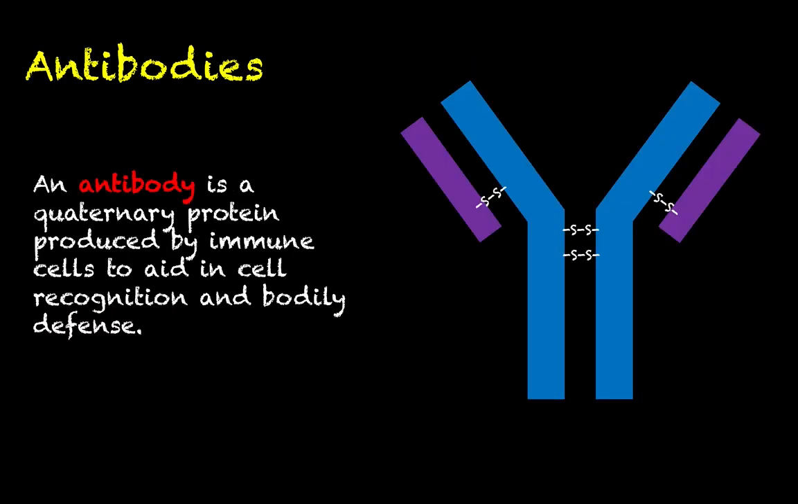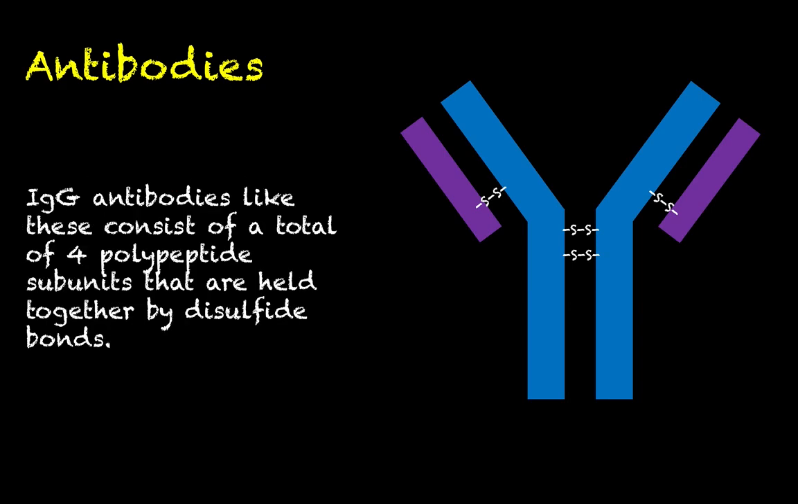The first we'll introduce is called an antibody. Antibodies are quaternary proteins that are produced by cells in the immune system, and they help to aid the body in cell recognition and bodily defense against invading pathogens like bacteria and viruses. These antibodies, which are also called immunoglobulins, the one you're looking at here is called immunoglobulin G, or IgG. These consist of a total of 4 separate folded polypeptide subunits that are held together by disulfide bonds.